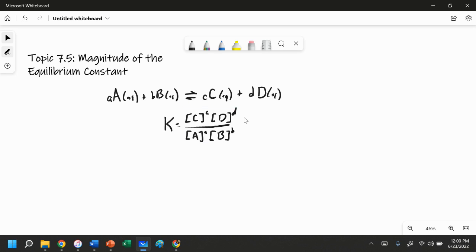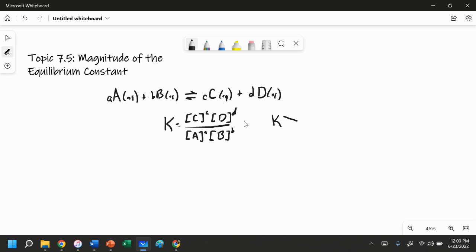If the numerator is greater than the denominator, then that means you have more products present than reactants. And so if you have more products present than reactants, that means that your reaction is product favored. And if the numerator is greater than the denominator, then the K value is going to be greater than 1.